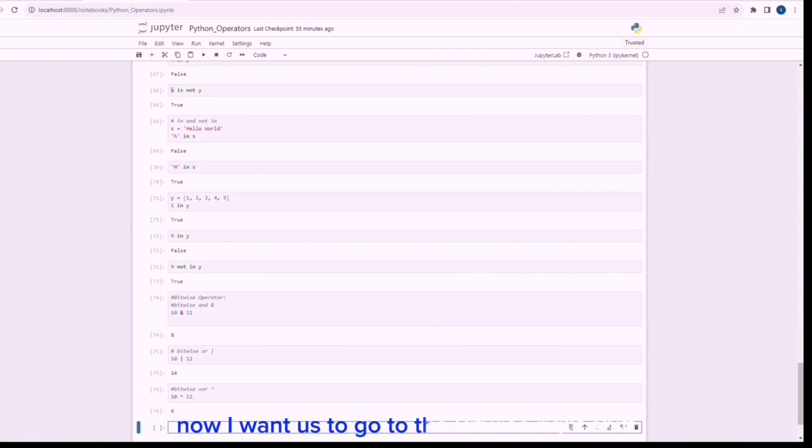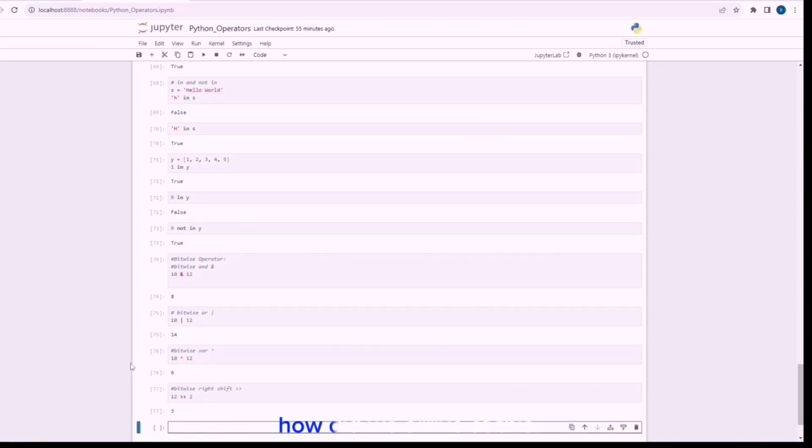Now I want us to go to the bitwise right shift and bitwise left shift. So let's start with bitwise right shift. Bitwise right shift is represented with this double greater than sign. So if I have 12, for example, and right shift it twice. Remember, you can right shift it once, twice, 3 times, 4 times, depending on the amount you want. So here I want to right shift it twice. I'll get 3. How did we arrive at this?